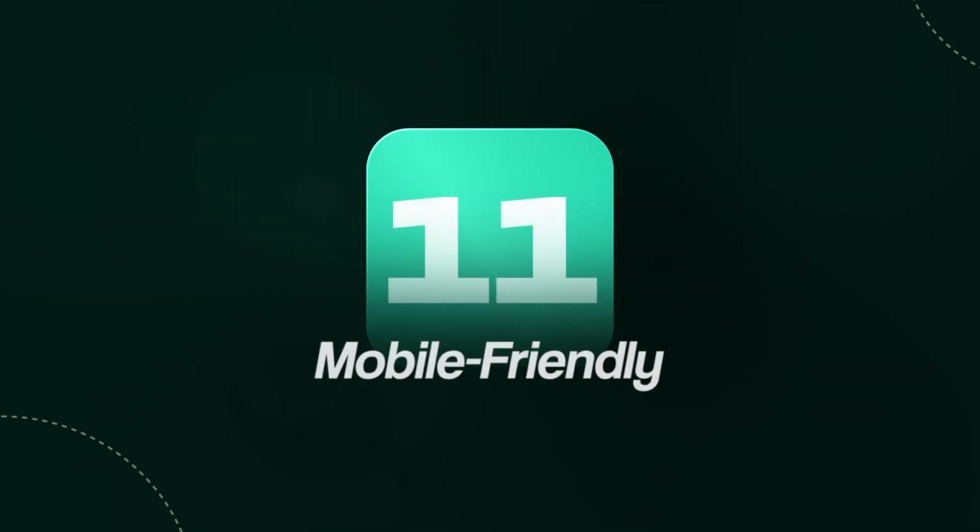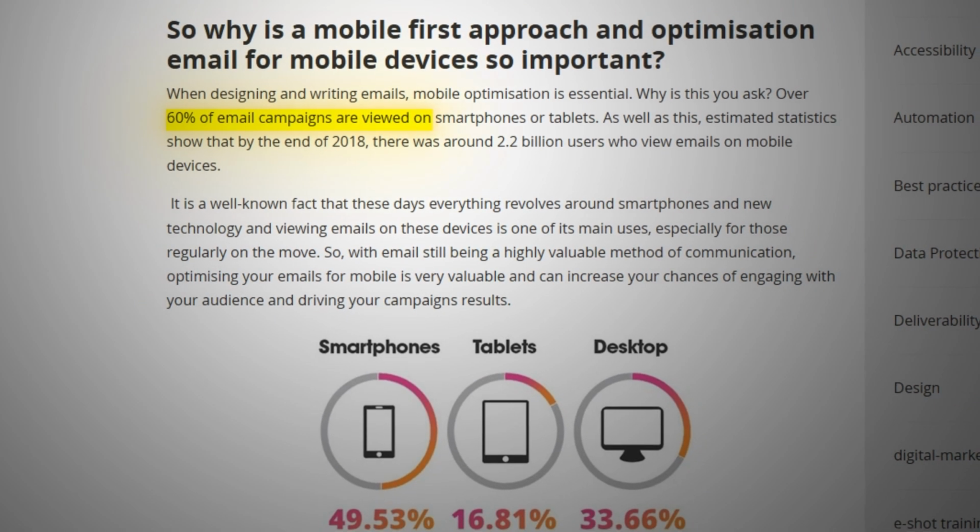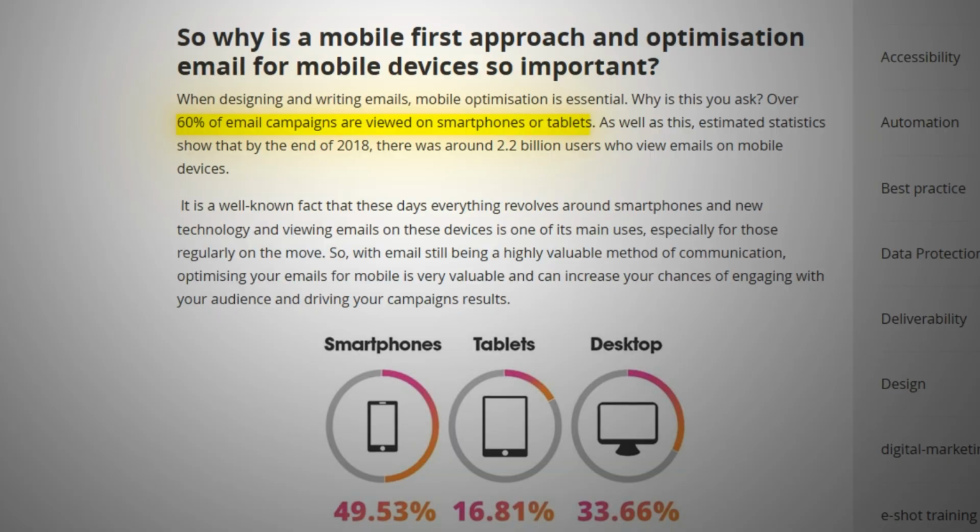Number 11, make it mobile friendly. Over 60% of your emails are going to be opened by mobile devices, which a lot of brands make the mistake of because they design for desktop first. That's really just a huge mistake, because obviously with the majority of your people coming from mobile, we want to make sure that it's thumb friendly, as they say.